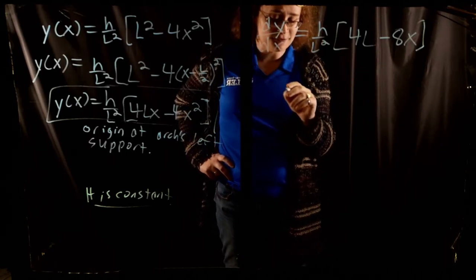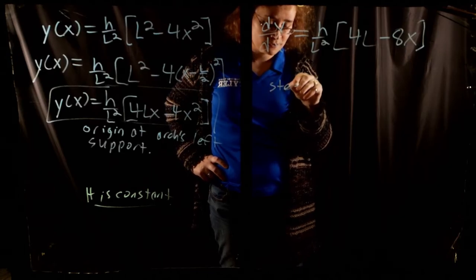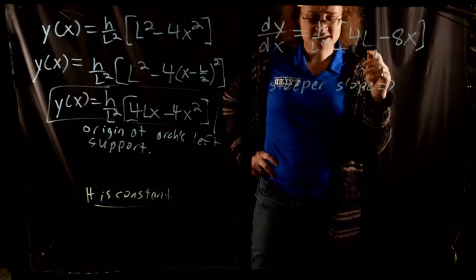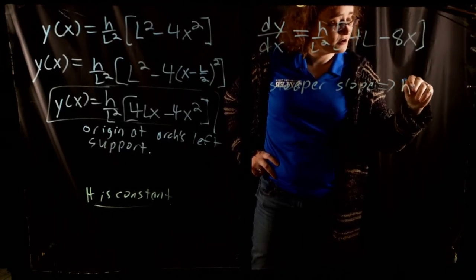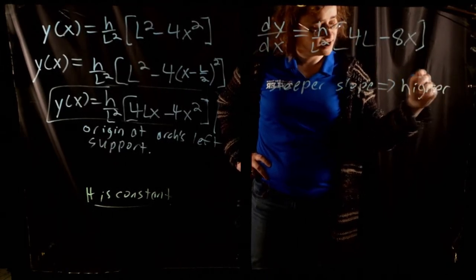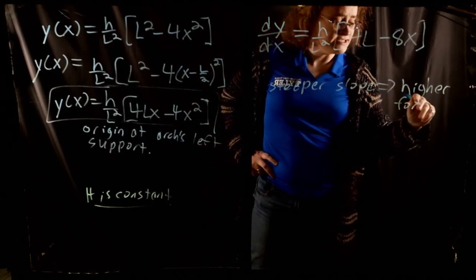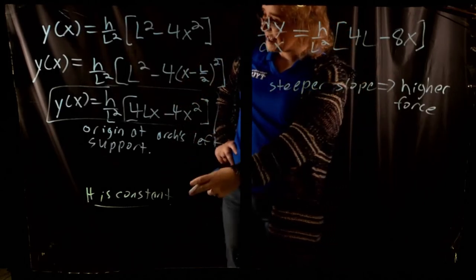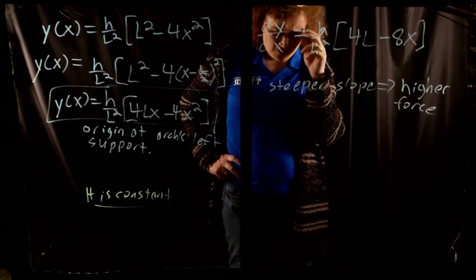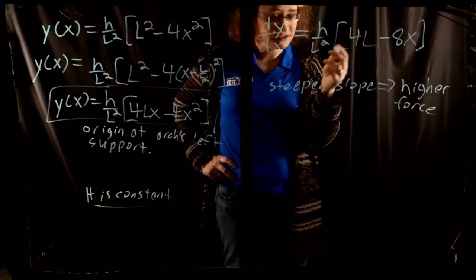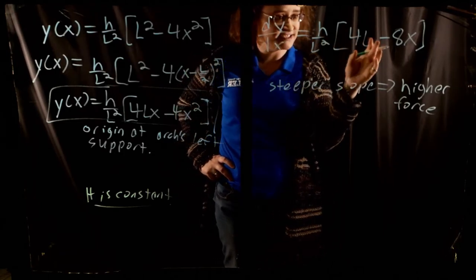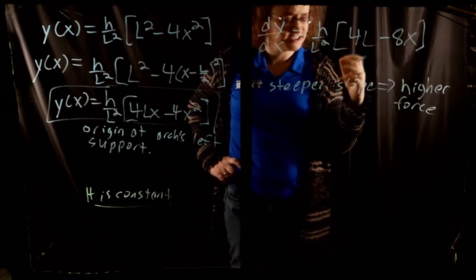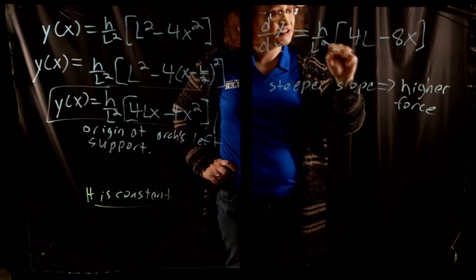And just like with cables, I know the steeper the slope, a steeper slope must lead to a higher internal force because the horizontal component of that force is constant. And because we have a parabolic profile in this case, I can say that the maximum slope has to be at x equals 0, because I translated this so that x is right at the left support. So I can just substitute 0 in for this.